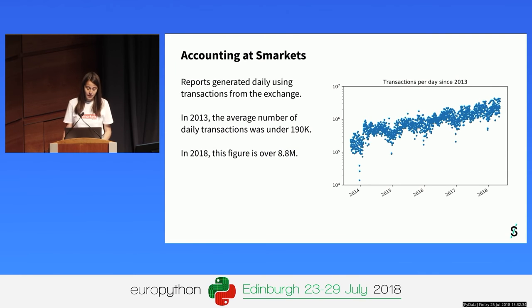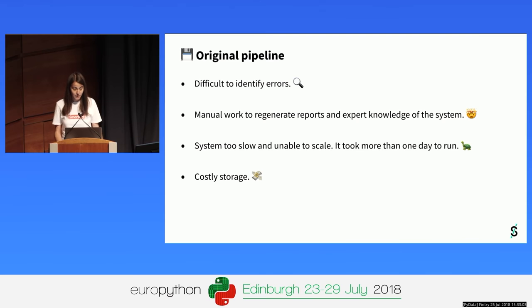The previous accounting pipeline was designed back in 2013, and at that point, the number of transactions that it needed to handle was below 190,000. The massive business growth at Smarkets during the last 4 years made this number of transactions increase over an order of magnitude, and now the number of transactions that the pipeline needs to process is more than 8.8 million. The previous pipeline was not able to handle this number of transactions.